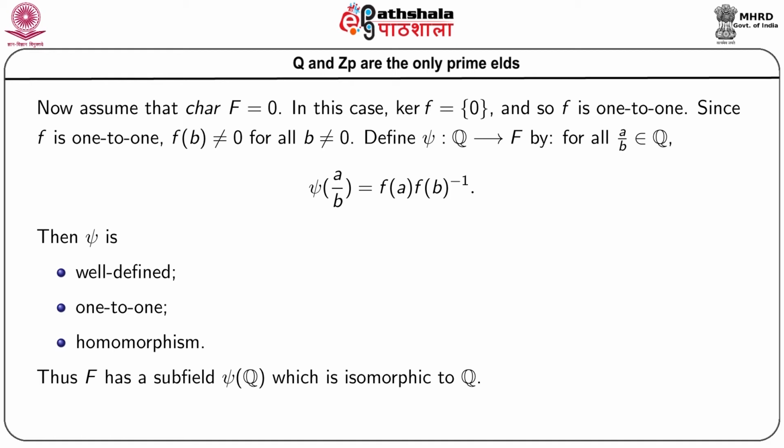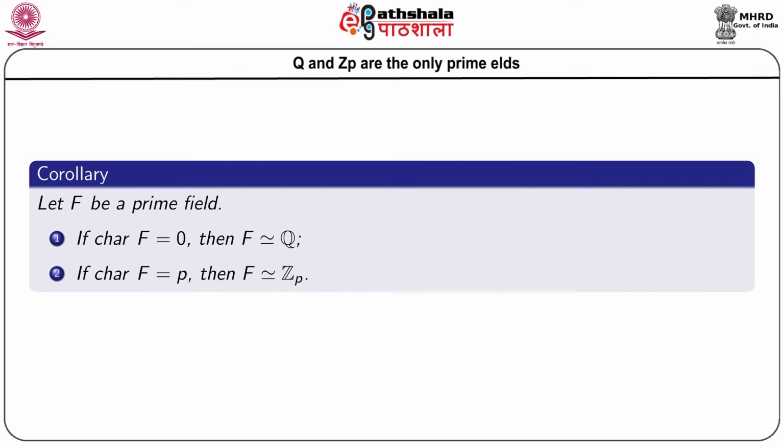You can check that psi is well defined, psi is 1 to 1 and psi is a homomorphism. Thus, we get Q is isomorphic to psi(Q), that is the image of psi, which is a subfield of F, and thus the result follows. And as a corollary, it follows immediately that if F is a prime field, then F is isomorphic to Q if the characteristic of F is equal to 0, and F is isomorphic to Zp if the characteristic of F is equal to p.